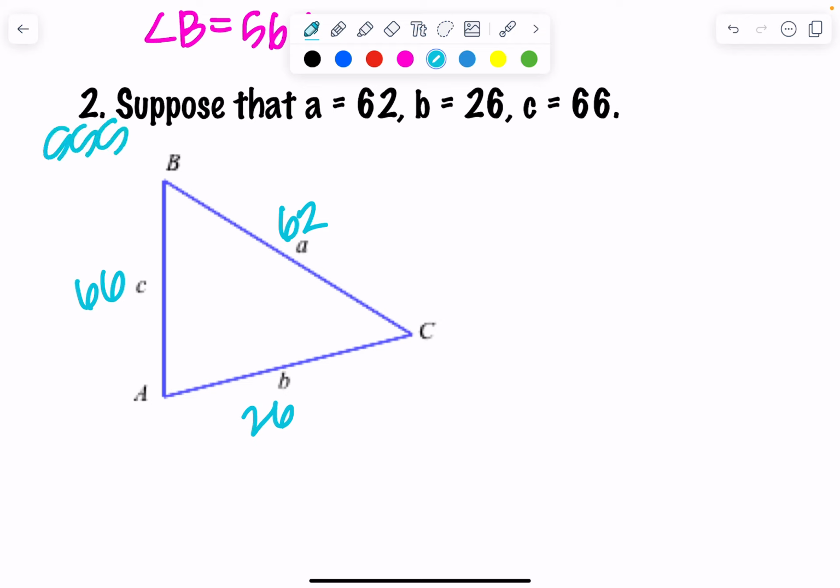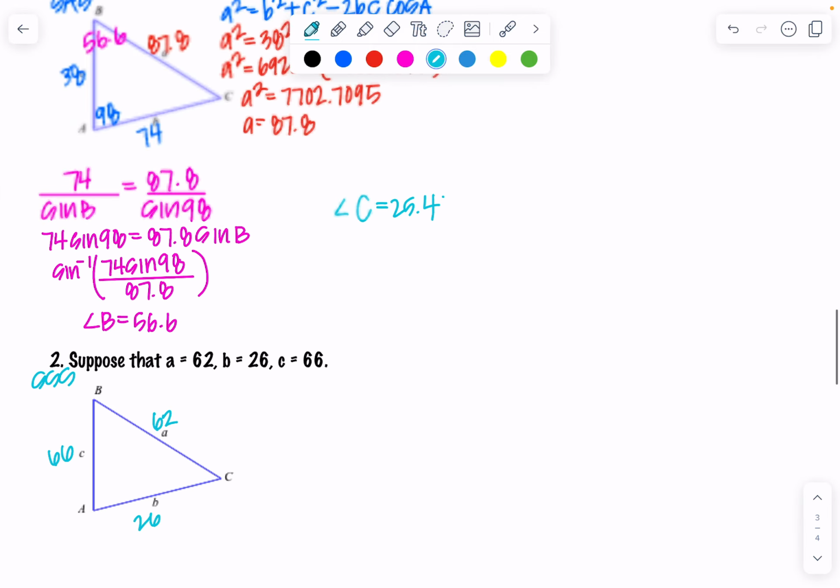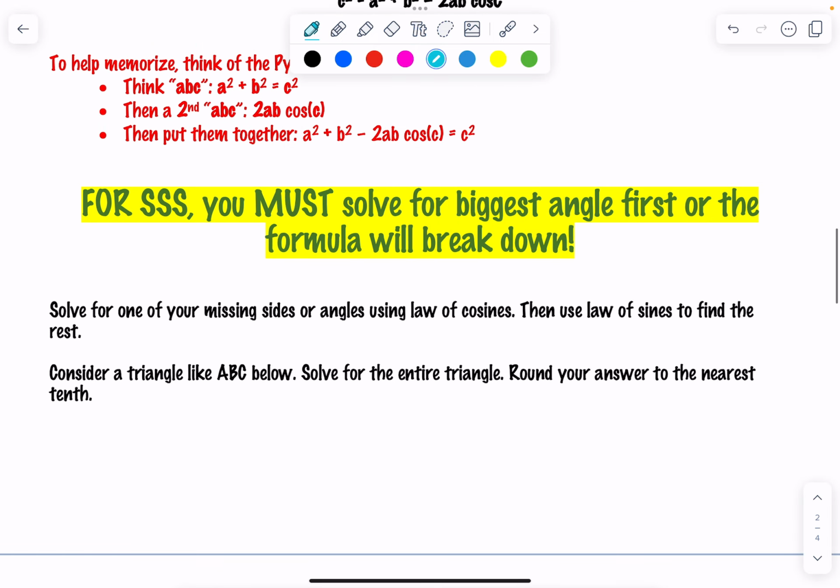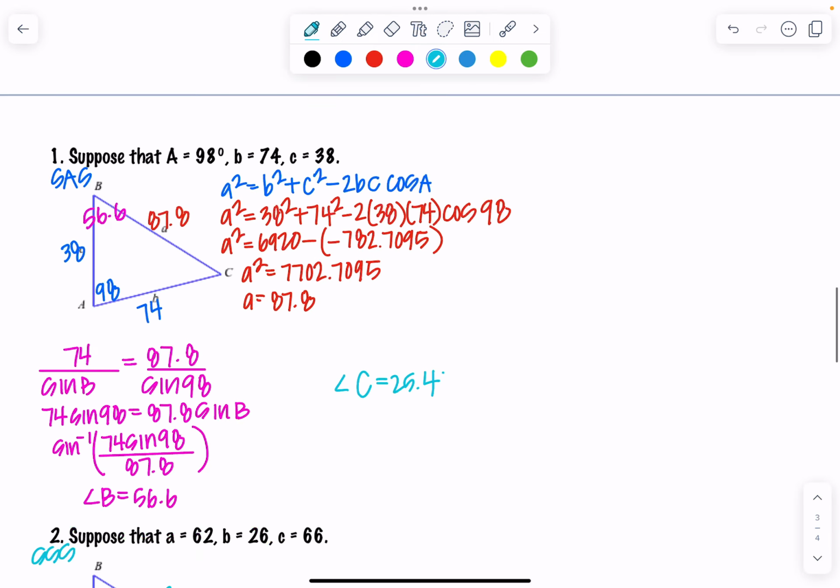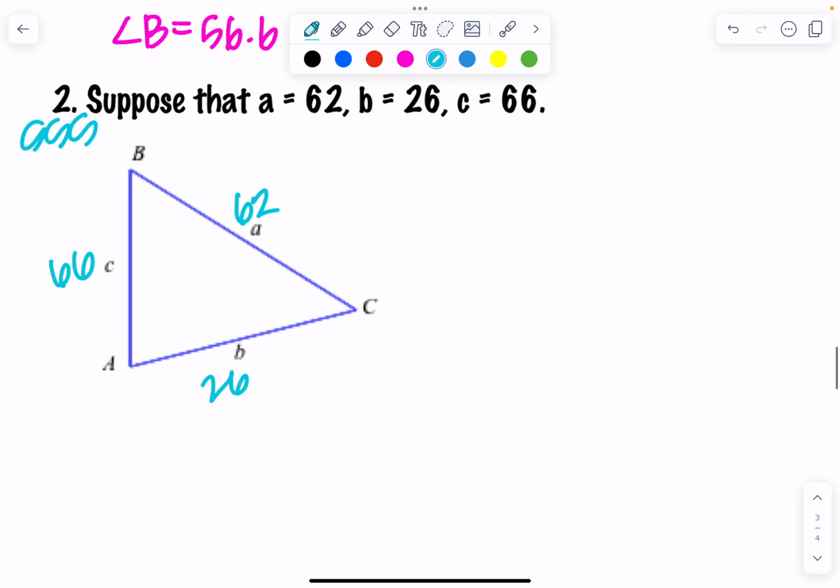So that means we are going to solve for, like I said, the biggest side. For SSS, you must solve for the biggest angle first. Okay, so the biggest angle on this one is going to be angle C, because we know that it's across from the biggest side. Okay, so what we're going to do is set up the law of cosines in that way.